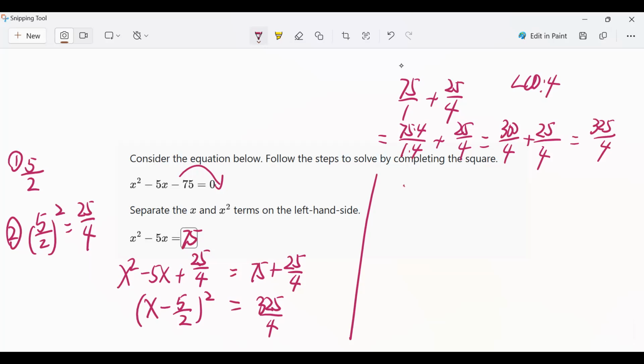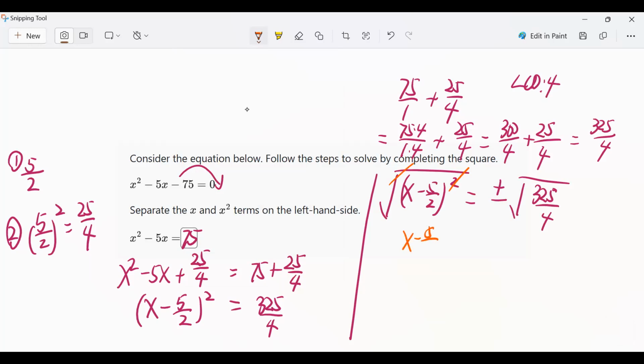Then we take the square root, x minus 5/2 squared, and then taking the square root outside on the right hand side, plus or minus square root of 325/4. Okay. Now next step. Oh, the square root and the square cancel each other, so x minus 5/2 equal to plus or minus, and then we can simplify this because 25 goes into 325. That's why I decided to go with the fractions, because we can simplify a little bit.